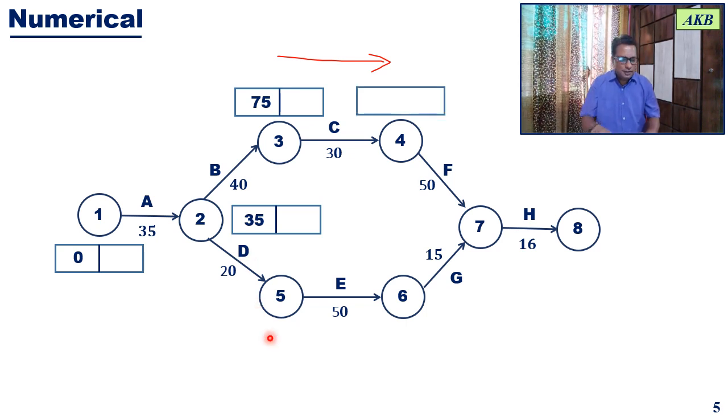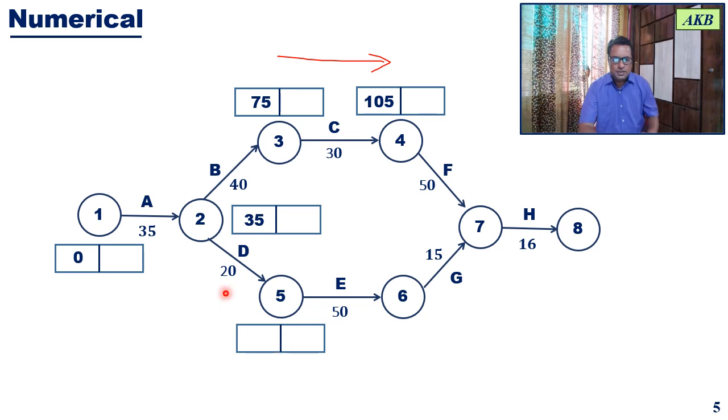Similarly, for event 5, or let us first do it for event 4. So for event 4, how are you going to get the earliest event time? This will be earliest event time for the previous event, that is 75, plus the duration of the activity from which it is starting. So that will be 75 plus 30, and that comes out to be 105. So earliest event time for event 4 is equal to earliest event time for the previous event plus the duration of that activity, duration of the activity between those two events. So it is 75 plus 30, that is 105.